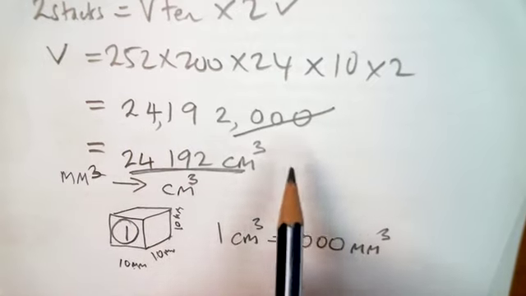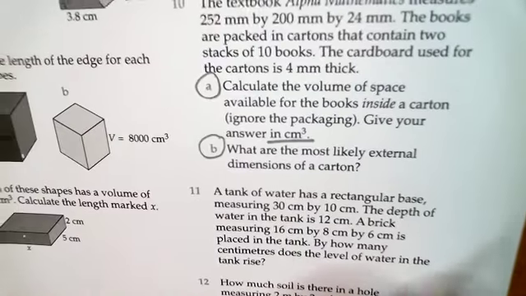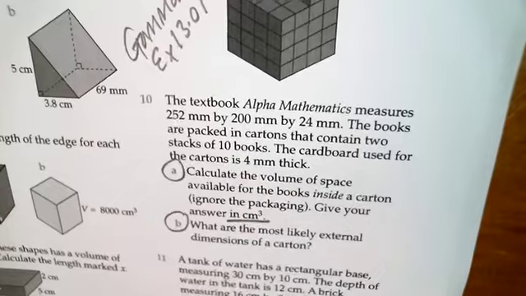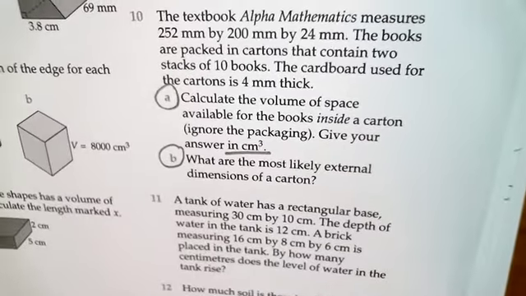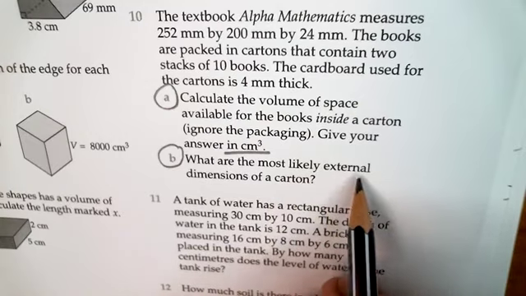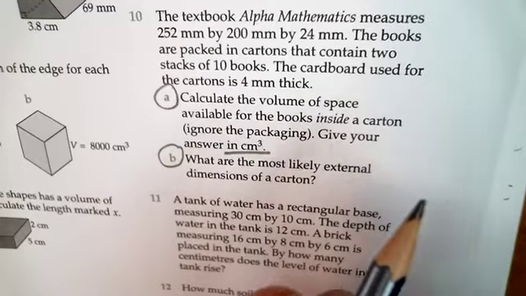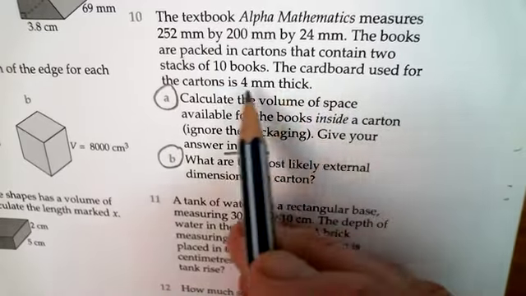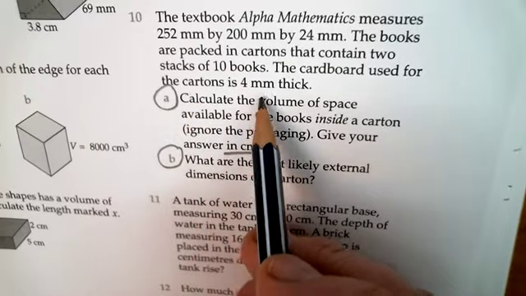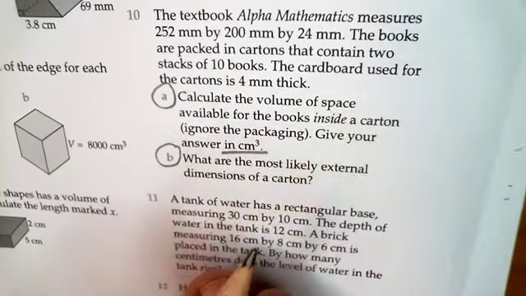24,192 cubic centimeters. The next question, though, says if we had it inside a carton itself, what's going to be the external dimensions of the carton, given that the cardboard used for the cartons is 4 millimeters in thickness. So let's go ahead and redraw this now.